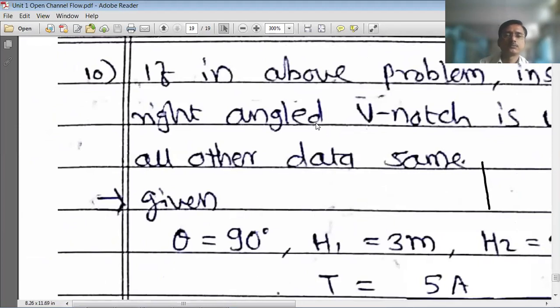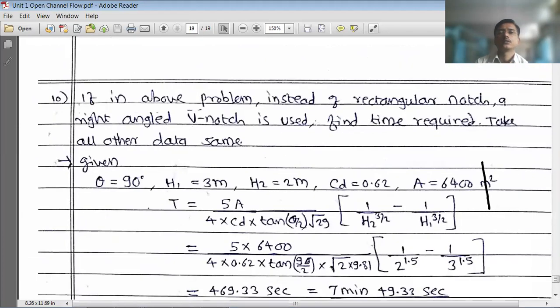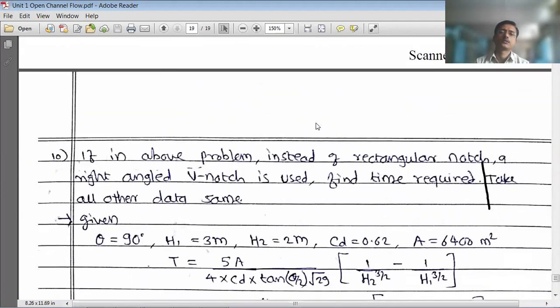Write down next problem. If in the above problem, instead of rectangular notch, a right angled V notch is used, then find the time required. Take all other data same.